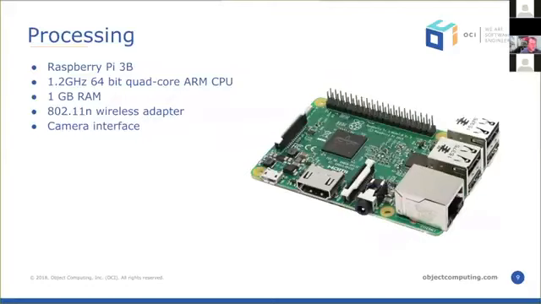All right, so for all the processing on it right now, we're using a Raspberry Pi 3B. It's just a 1.2 gigahertz quad-core ARM CPU. It's got a gigabyte of RAM, it's got a wireless adapter, and most importantly, it has a camera interface for a Raspberry Pi camera, which I'll show you how that makes the car work.